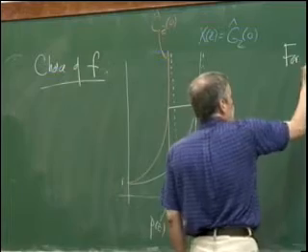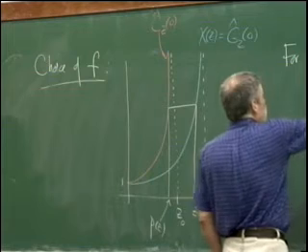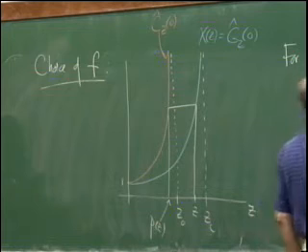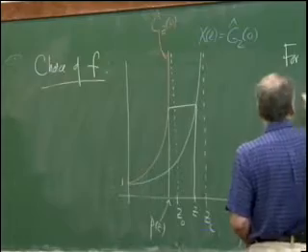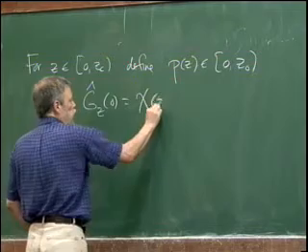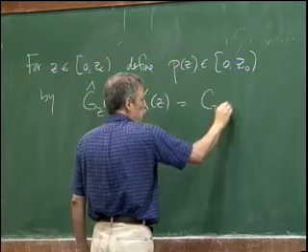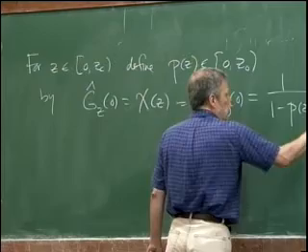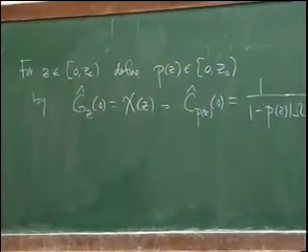So in k-space, for z in (0, zc), we'll define p of z, which is in (0, z0), by the formula: g_z hat of 0, which is just chi of z, should be equal to c_{p(z)} hat of 0, which is just 1 over 1 minus p of z times omega. That's the simple random walk 2-point function. It is an extremely trivial function.